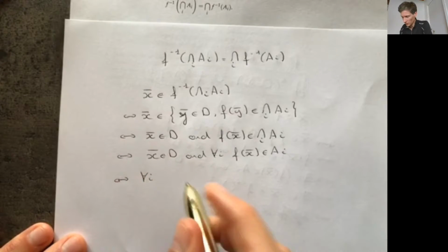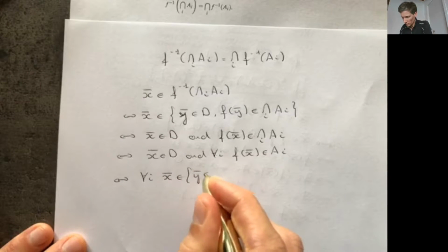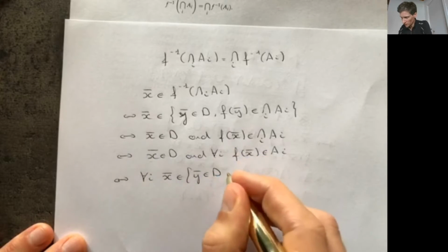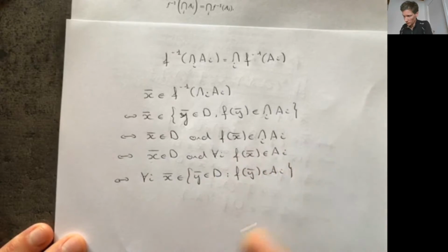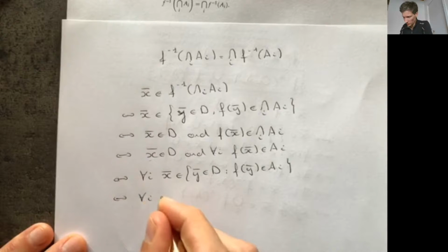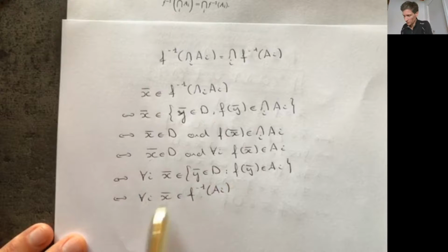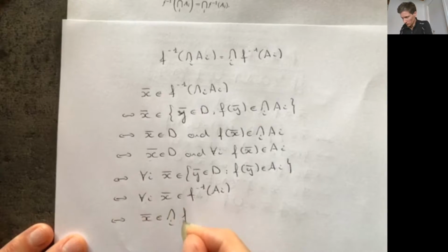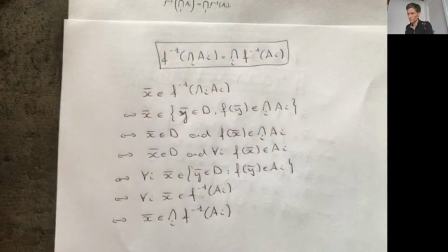So for all i, this means that x is in the set of vectors y in D, so it's a vector in D, and f of x is in A_i. This means that for all i, x is in f⁻¹ of A_i. And if x is in every one of these sets, it's also in the intersection. So x is in the intersection over i of f⁻¹ of A_i. Okay, so this shows that these two things are equivalent.